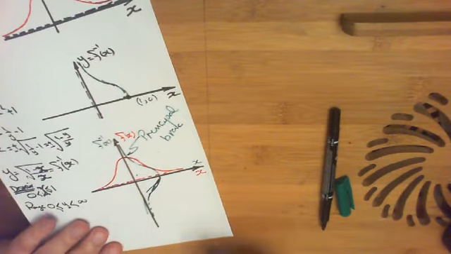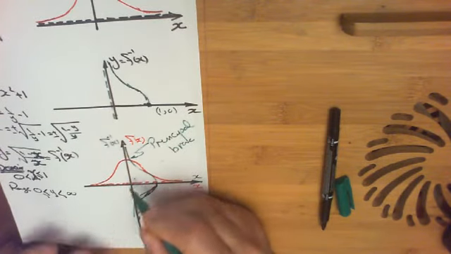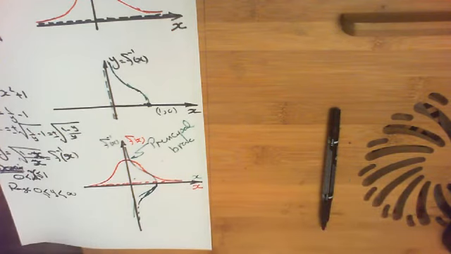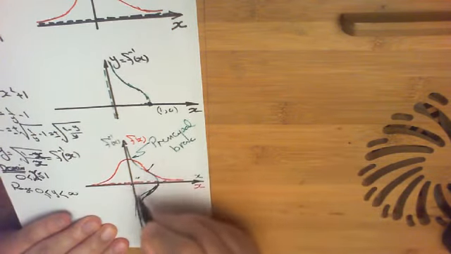Okay? And this is the original function. As you see still, they are images of each other around y equals x.